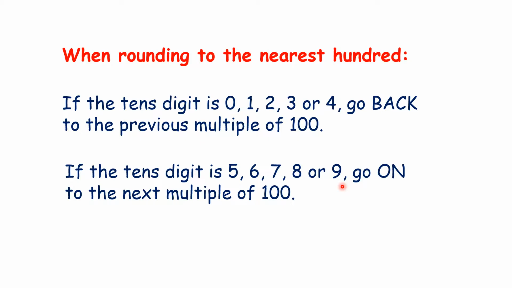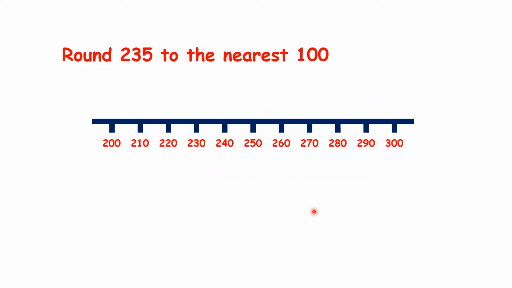So just as when rounding to the nearest 10, we're really looking at the units digit, when rounding to the nearest 100, we look at the tens digit. Let's go through some examples to help us understand.